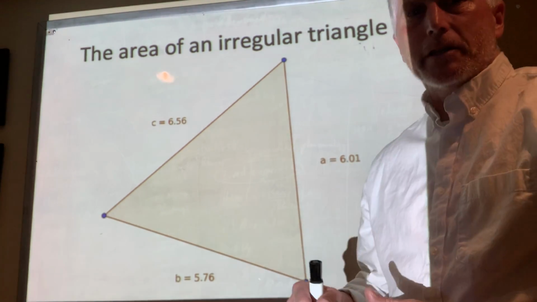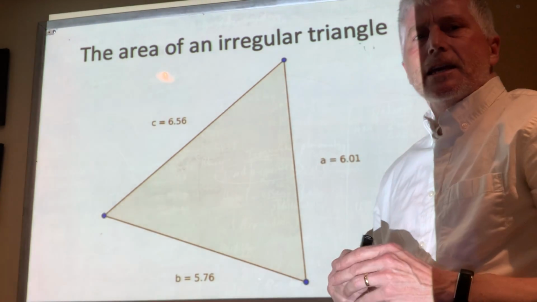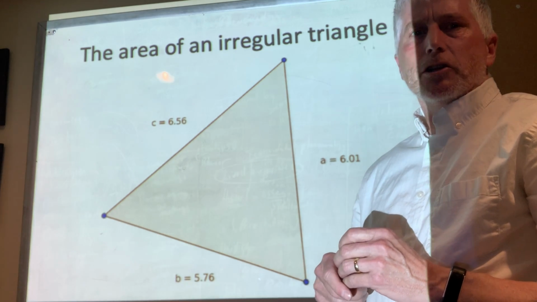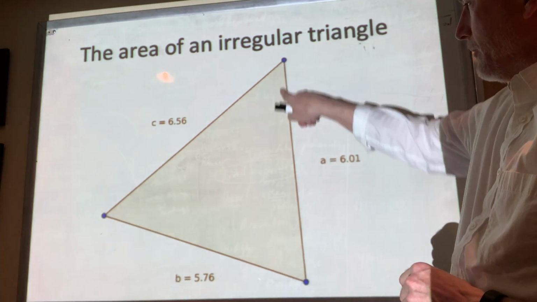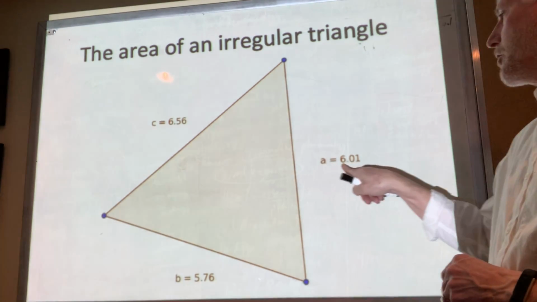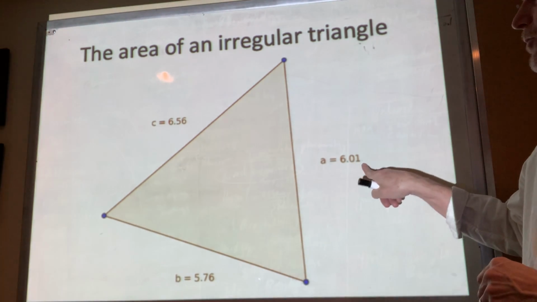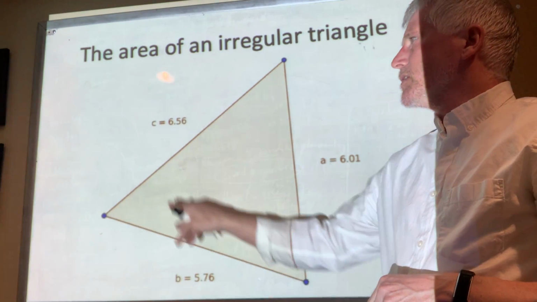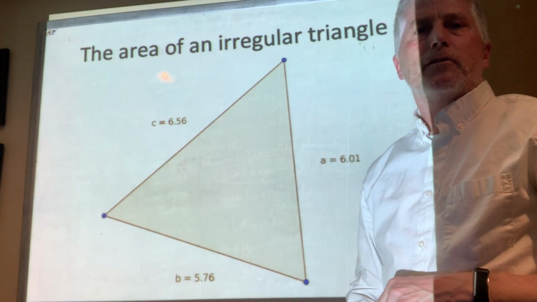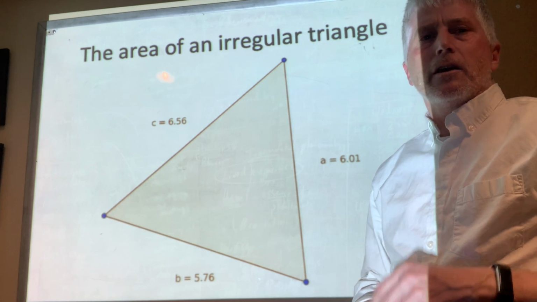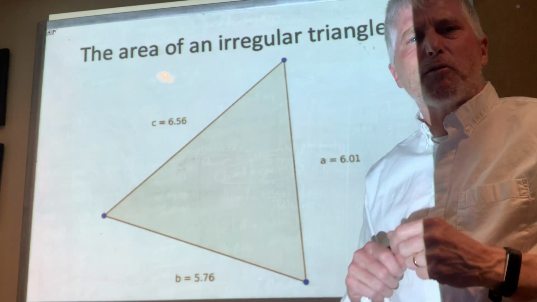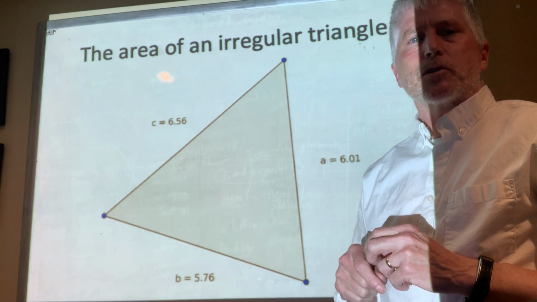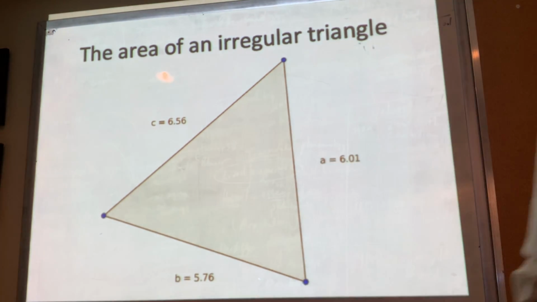This here is an irregular shaped triangle, and to be able to find the area of it, you need to know the length of the sides. And so I have side A here at 6.01 centimeters, side B at 5.76 centimeters, and side C at 5.56 centimeters. There are really 3.5 or 4 steps to this, so it should be pretty easy for all of us. Here we go. Step number 1.